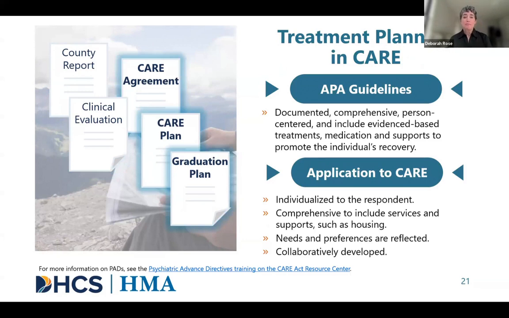Let's talk about treatment planning in care, in particular, the care agreement, the care plan, and the graduation plan. APA talks to the importance of a comprehensive plan, a personalized recovery plan. So these are services that are unique to each person. It includes evidence-based services, includes medication, again, very tailored medication to a person, and what kind of supports are afforded to somebody to help support their recovery.